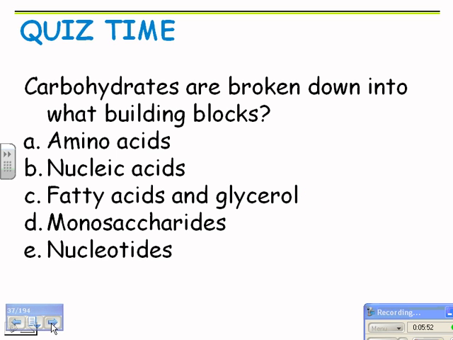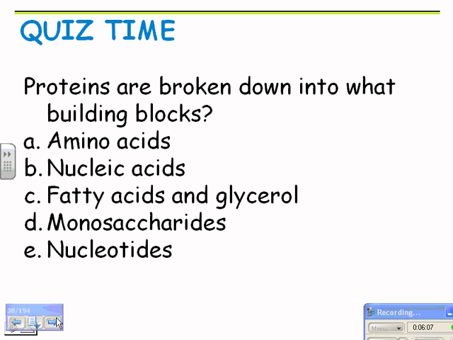Carbohydrates are broken down into what building blocks? Or this is another way of saying into what monomers? So another way to say that is which monomers make carbohydrates? And so the answer there is monosaccharides.